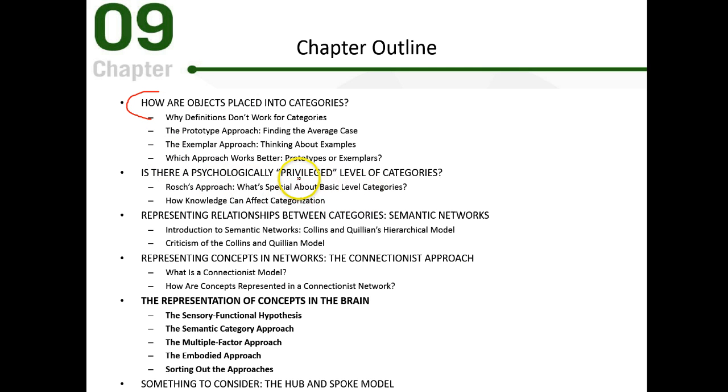We will talk about different levels of categories, how we represent relationships between categories, how we represent concepts in networks, and then something that I will focus on in this lecture, which is how we represent those concepts in the brain. And we will take a look at some different approaches and some hypotheses about how we go about representing those concepts in the brain.